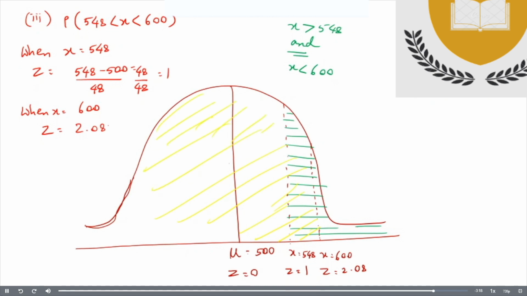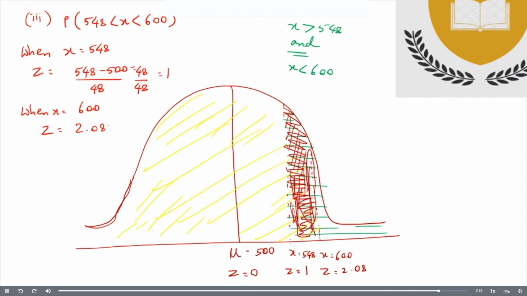This is x less than 600. Between these two regions the only thing which is overlapping, both conditions should be met. So the overlapping region for that is this region. It's more than 548 but it is less than 600. It is this region. So this is the region which is matching both the conditions. So I need to find out the area of this portion.